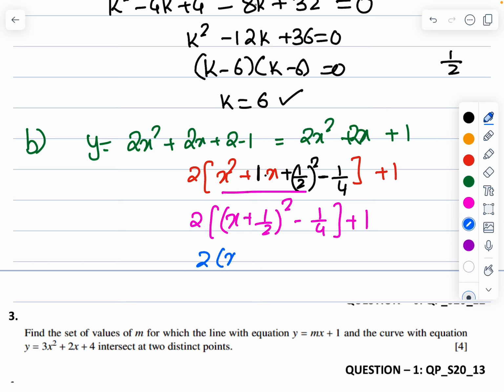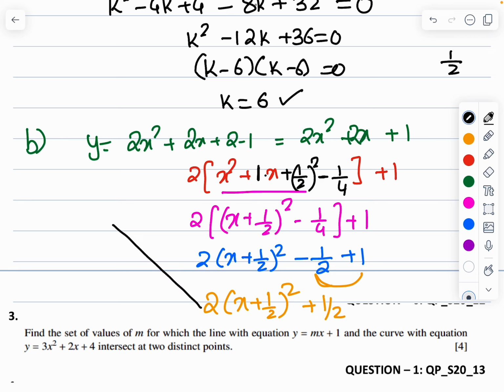So expand 2 times x plus half whole square. 2 times negative 1 upon 4 is negative 1 upon 2 plus 1. Now 1 minus 1 upon 2 is 1 upon 2. So 2 times of x plus half whole square plus half.